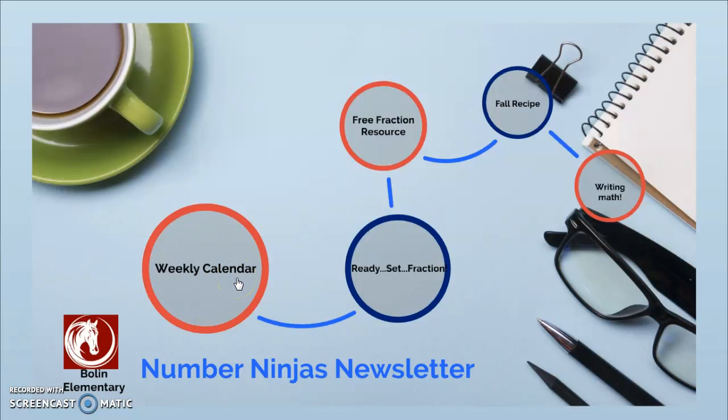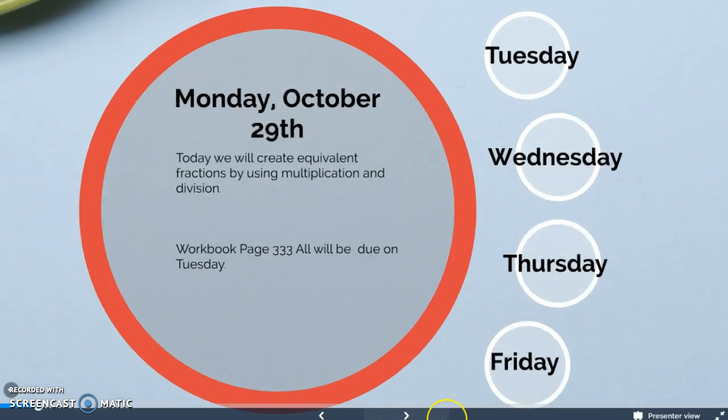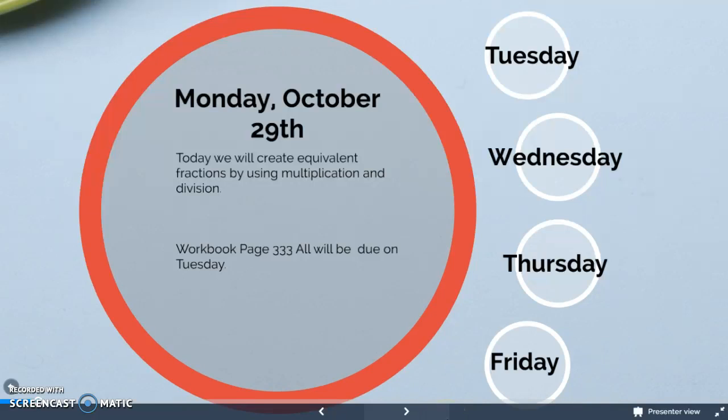Let's begin with our weekly calendar. For Monday, October 29th, we're going to be creating equivalent fractions by using multiplication and division. Don't forget, workbook page 333 will be due on Tuesday.